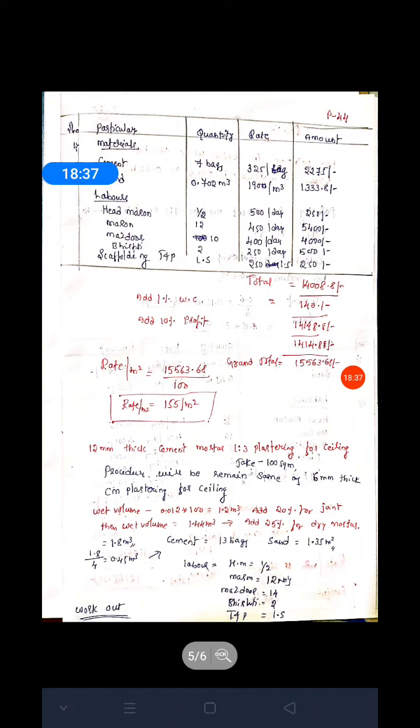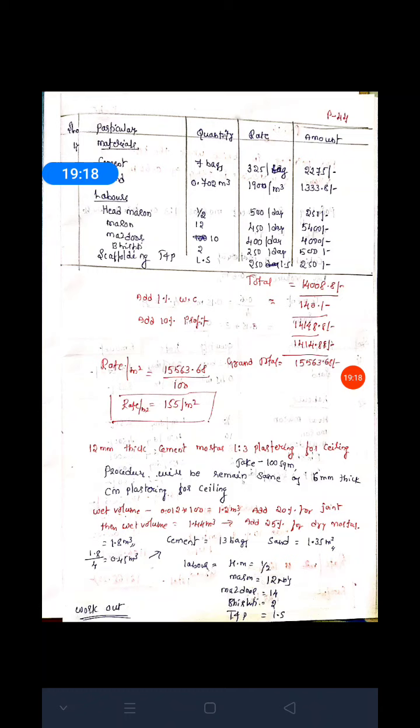And then we should prepare a tabular column like the same tabular column, that is serial number, particulars, quantity, rate and amount. In that, first material cement and sand. Cement we got is around 7 bags, whereas sand we got around 0.702 meter cube, and we multiplied the number of bags into rate, then we got the total amount for cement of around 2,275 rupees, whereas for sand we got around 1,333.8 rupees.